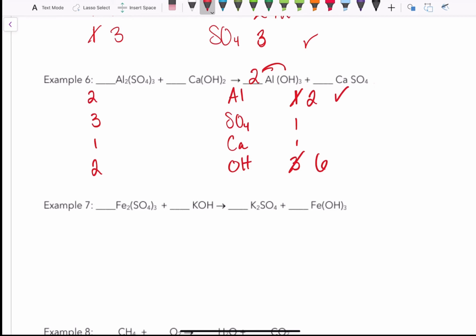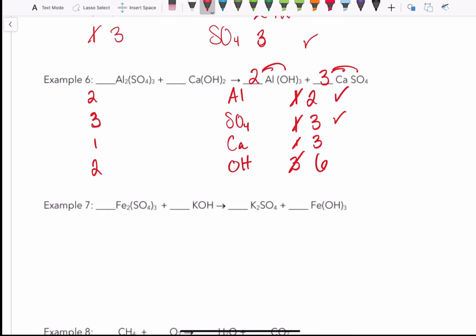Up next, we can work on sulfate. It is a 1 on the product side and a 3 on the reactant side. So we will change our 1 into a 3 by multiplying it by 3. It also changes calcium though. Calcium is now a 3, but we wanted sulfate a 3, and that's perfect. So aluminum's balanced, sulfate's balanced, but we need to go back and fix calcium then.